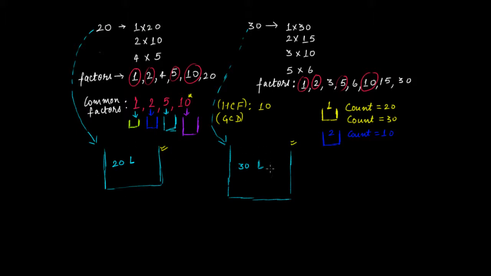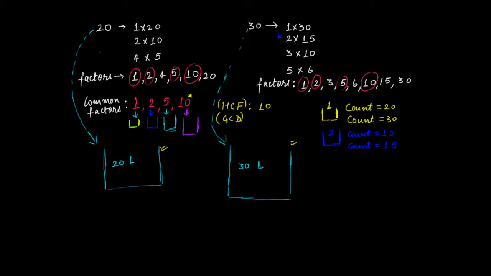And what about this one? You will say that, in order to fill it completely, we can clearly see that it's 2 times 15. That is, if I divide 30 by 2, then the quotient will be 15. That means the number of turns to fill this 30 liter beaker completely will be 15. The count will be 15.